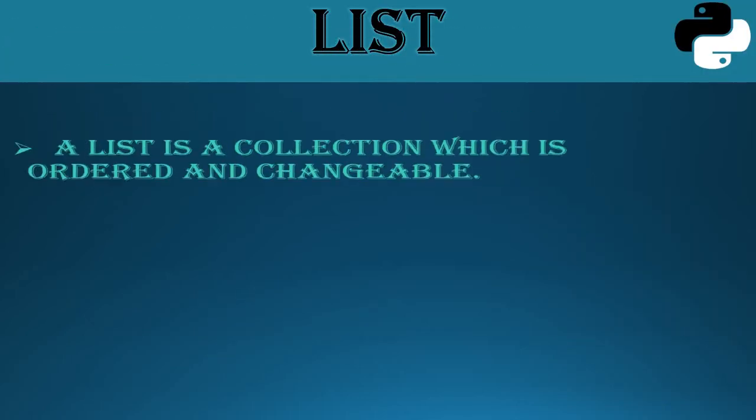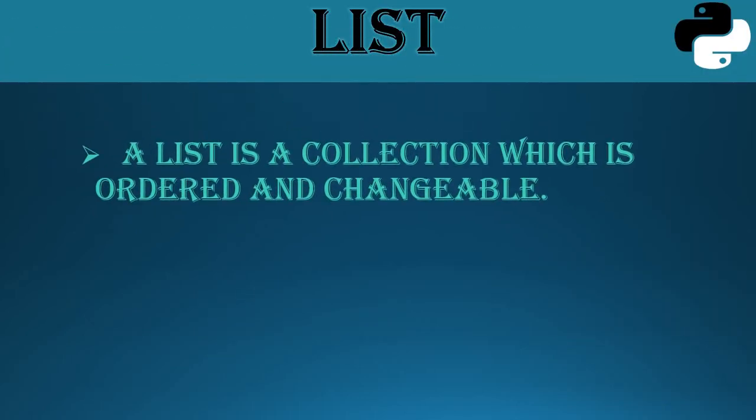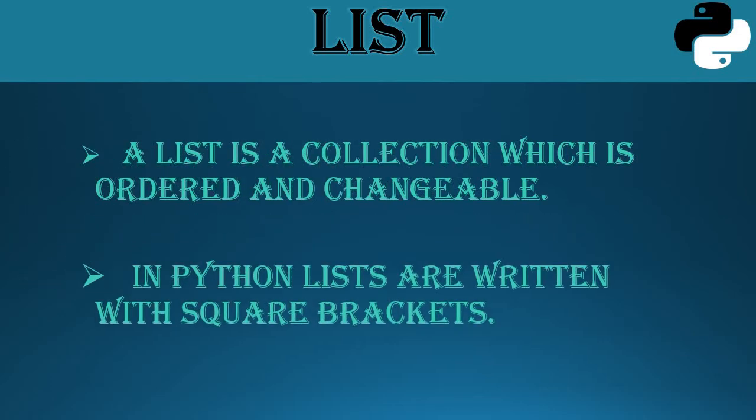List. A list is a collection which is ordered and changeable. Here, ordered means the elements of the list will not be shuffled. That means it will store the values in the order I provide. And changeable means that we can change the elements of the list. Second, in Python, lists are written in square brackets. That means we write all the list elements within square brackets.